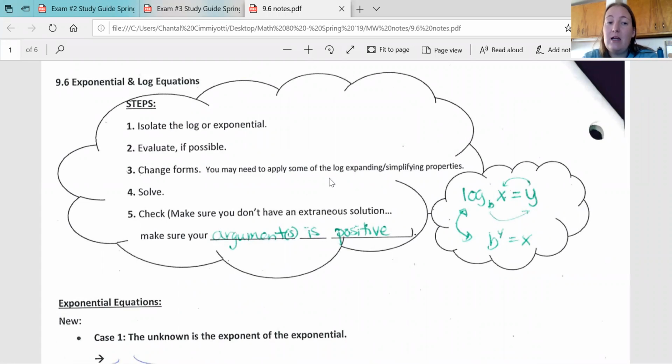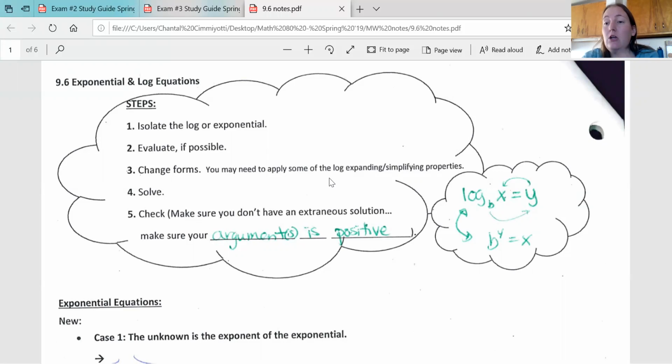We want to isolate the log or exponential, just like we'd want to isolate the square root, or we'd want to isolate the squared term to be able to use the square root rule, or being able to isolate the square root of something so that we can then square. So here we want to isolate the log or exponential so that we can deal with its meaning. And then we might be able to evaluate it right then and there. It might be in a format that we can find the answer.